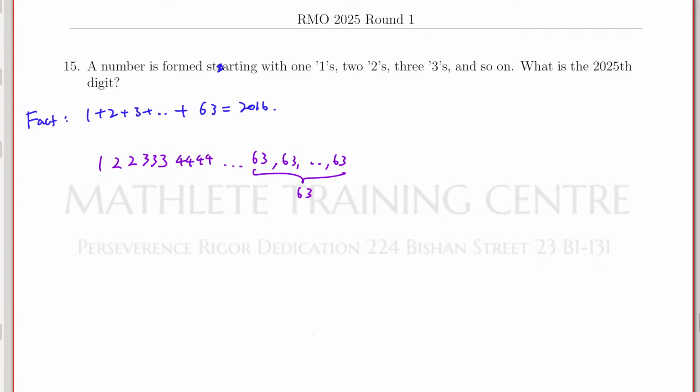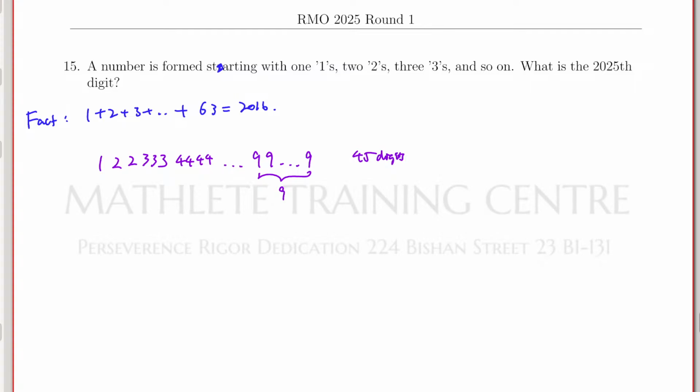We can pretty much do the same thing, but we have to be a little more careful this time. So let me restart. Now I want to consider what happens until the number 10. What happens until number 9? There are 9 copies of 9. So far we have 45 digits.